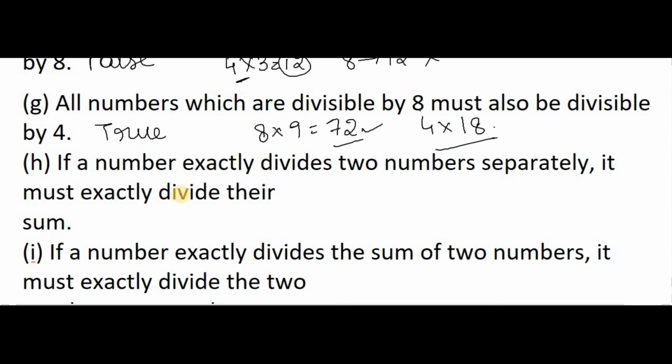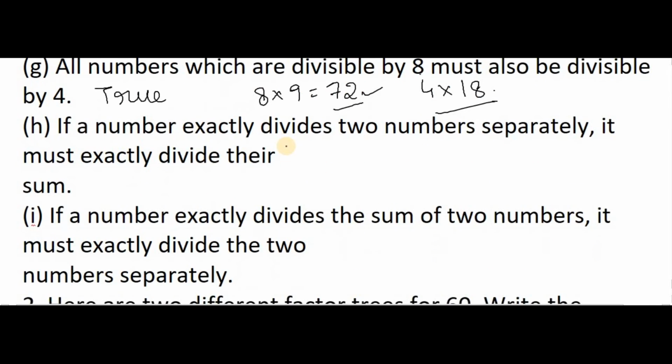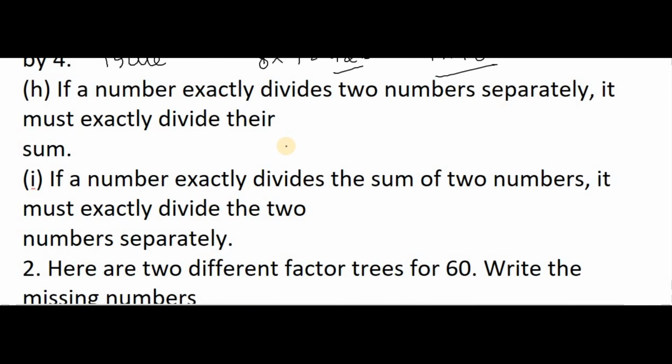Okay. Now moving on to the next question. If a number exactly divides two numbers separately, it must exactly divide their sum. If a number exactly divides the sum of two numbers, it must exactly divide the two numbers separately.